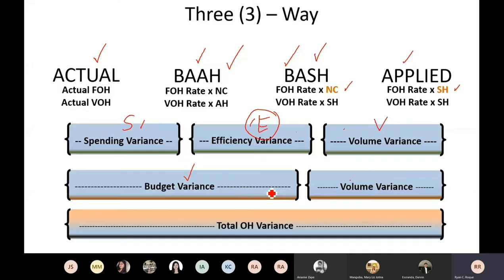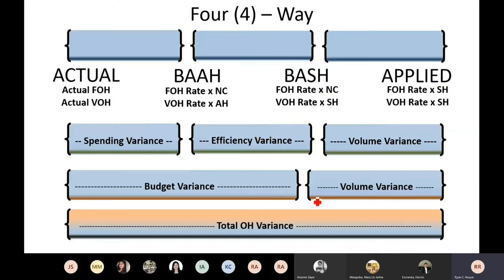Okay, so that's three-way. So now, let's move to four-way. Four-way, kamukha ng hati ng three-way. S, E, V pa din. Pero tingnan mabuti. Hinimay lang natin into fixed and variable component. Pag magkaiba, may fixed or variable na variance tayo. Actual FOH, FOH rate times NC or the budgeted FOH, magkamukha ba yung fixed component? Hindi. Kaya meron tayong fixed spending variance. Tingnan nyo variable, magkamukha ba yung actual VOH and VOH rate times AH? Definitely hindi. Ito ay given, ito ay may formula. So, ibig sabihin, magkaiba, meron tayong variable spending variance.